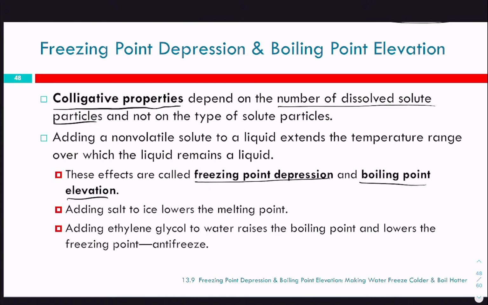So this is called freezing point depression because it makes the freezing point lower, and boiling point elevation because it increases the boiling point. So actually, if you make pasta and follow the directions on the box, it says to add some amount of salt to your water when you boil it. That actually increases the temperature that your water boils at, and it cooks the pasta faster.